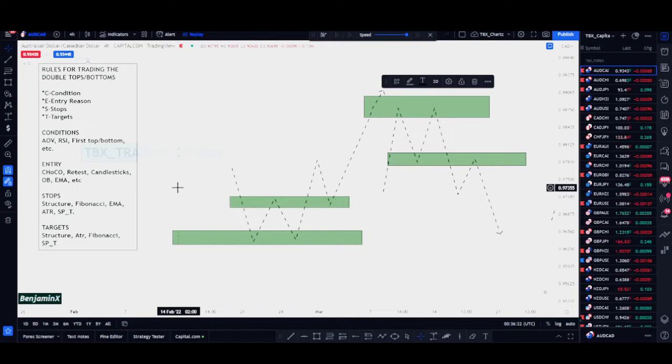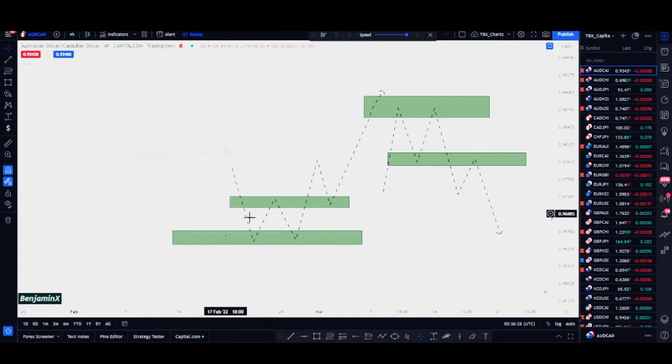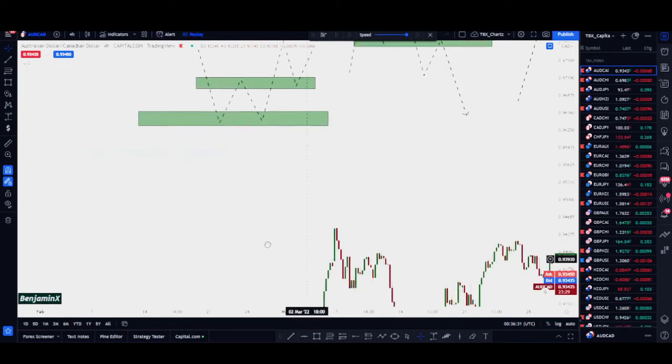Just make sure you backtested it over time, and that it's proven to be profitable over time. Now let's jump into the chart and see what we're talking about.